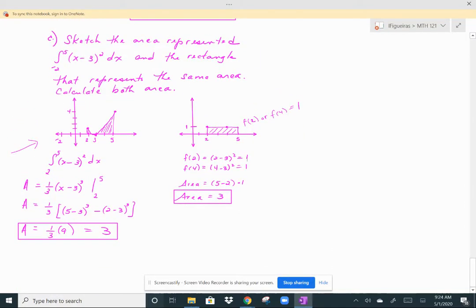All right, so that's it for average value and the mean value theorem for integrals. So now you're ready to try the homework. Good luck.